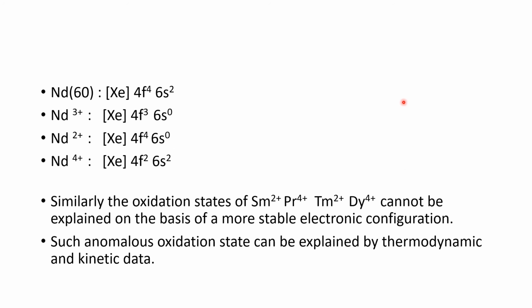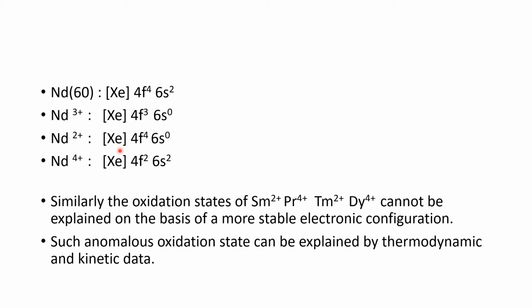Now there are some elements where the anomalous oxidation state cannot be explained on the basis of an extra stable electronic configuration. Let's see this element neodymium, atomic number 60, and its configuration is 4f4 6s2. Like all lanthanons, it exhibits +3 oxidation state, where the configuration becomes 4f3 after the loss of 3 electrons. But apart from +3, neodymium also exhibits +2 and +4.